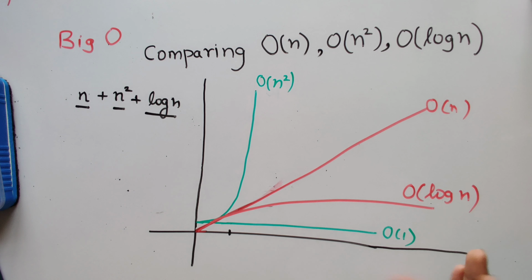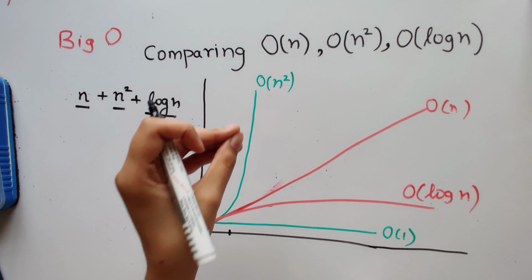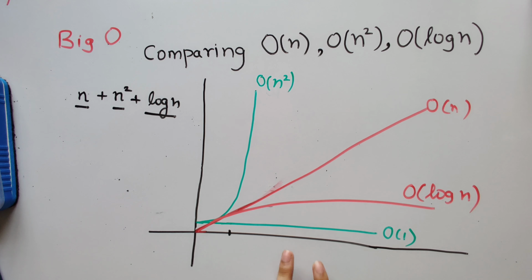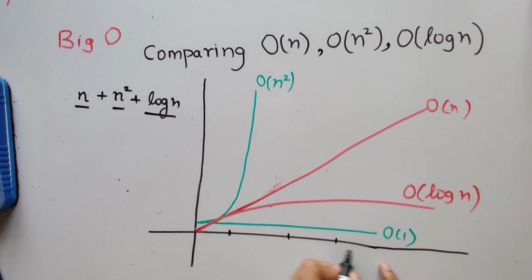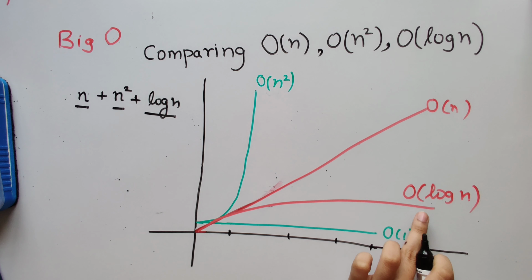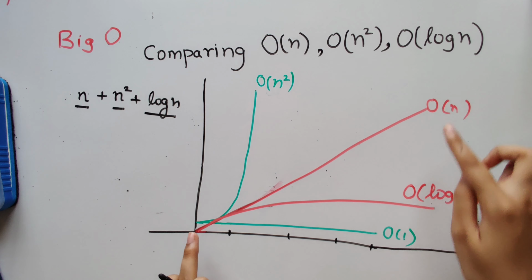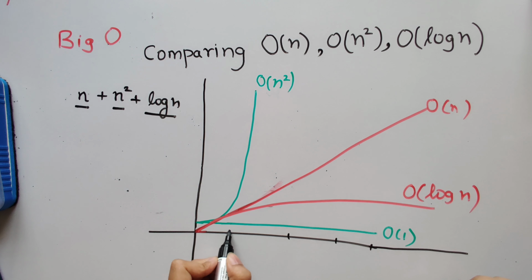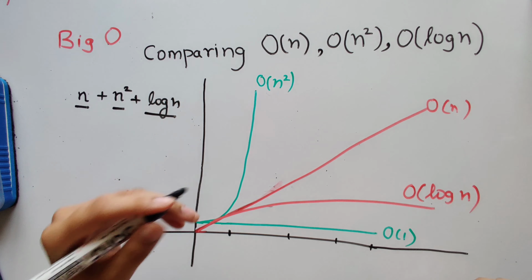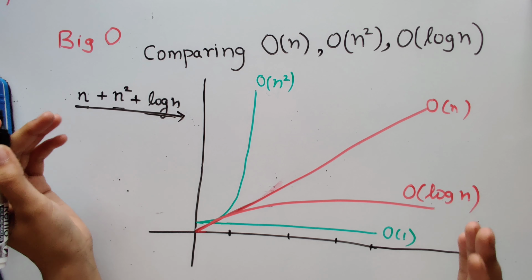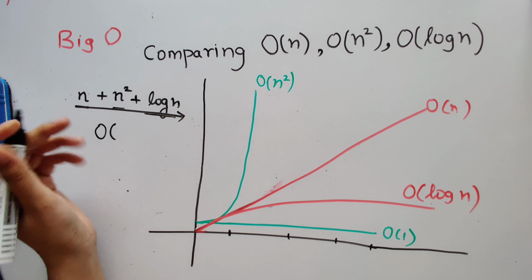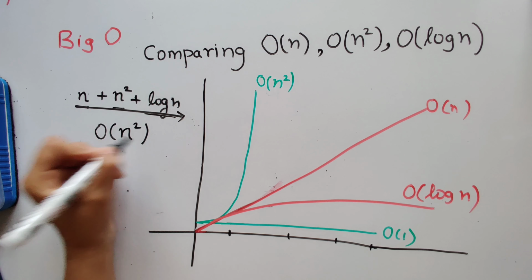How do you decide that? If you look at the graph here, you need to see which is the most rapidly increasing function out of all these time complexities. O of 1 is constant. O of log n increases but not so rapidly. Even though the input is increasing, the output is not increasing so much. O of n is linearly increasing. O of n square, whereas for a very small input, has reached a very high value. So it is rapidly increasing. Out of these three, it is the most rapidly increasing. Therefore, as a summary, the time complexity of the entire program is O of n square.